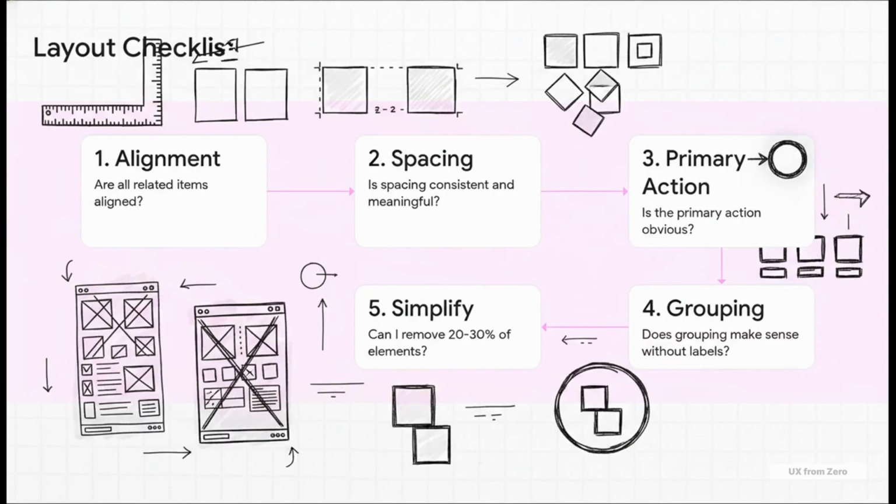So instead, use this checklist. Make it your new best friend for every single screen you design. Before you even think about picking a color, ask yourself, are related items aligned? Is the spacing meaningful? Is the main call to action obvious? Does the grouping make sense even if I took away all the labels?